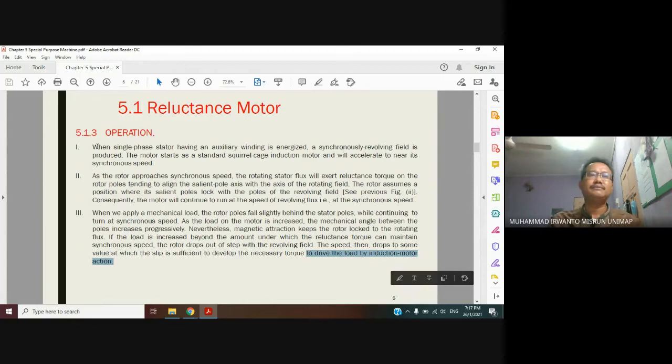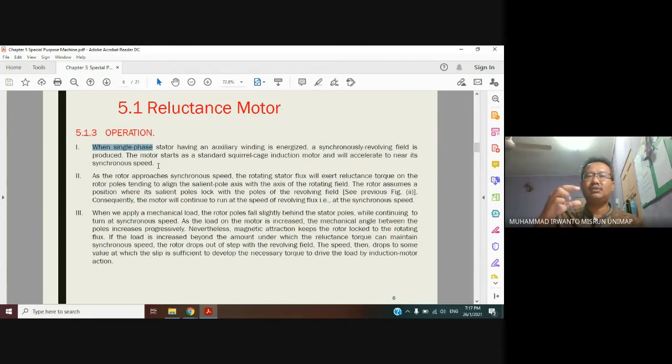I repeat again. When the single phase stator having auxiliary winding is energized, meaning a single phase current enters the stator winding, a synchronous revolving field is produced. The motor starts as a standard squirrel cage induction motor and will accelerate to near its synchronous speed.